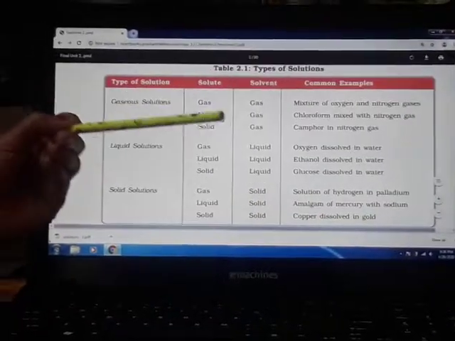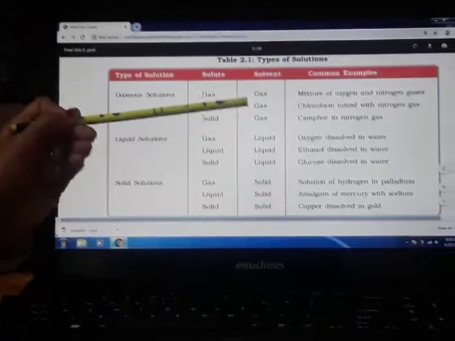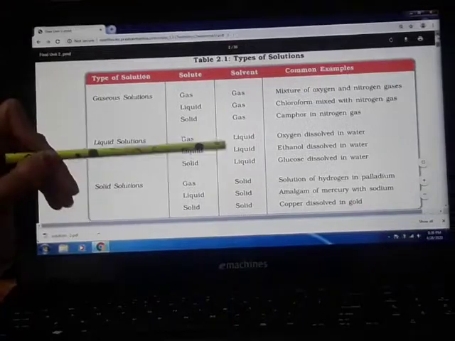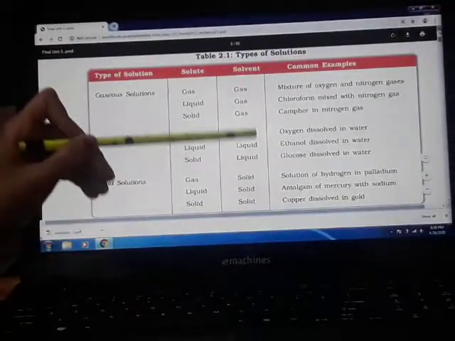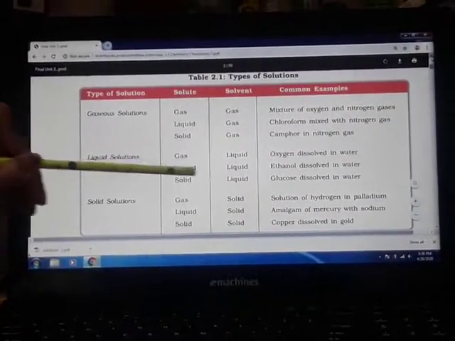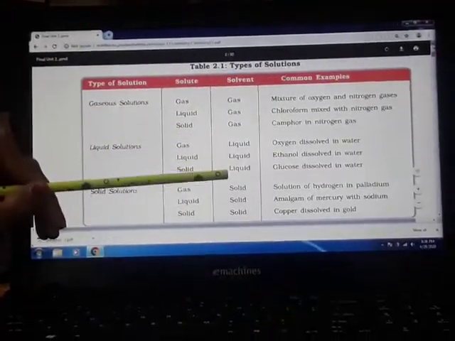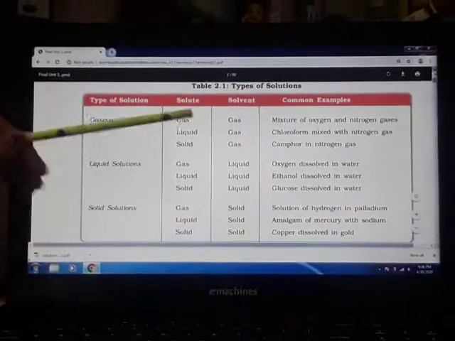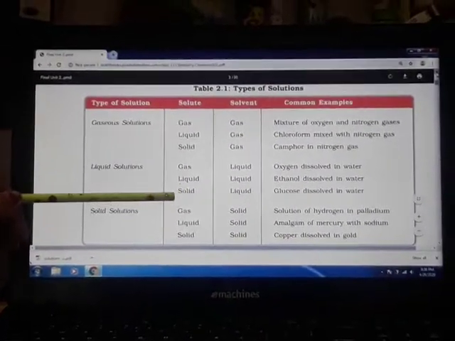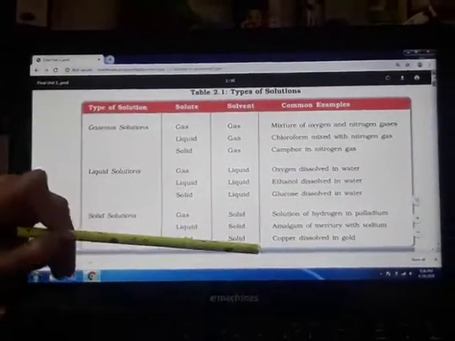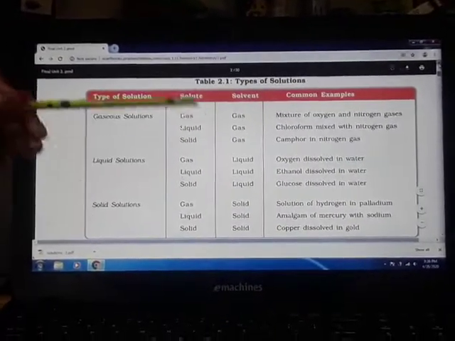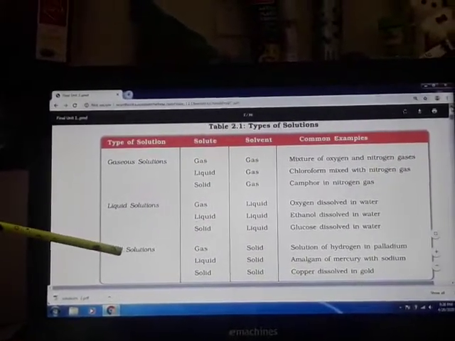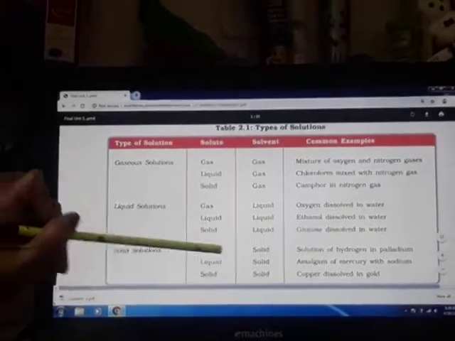Then liquid solutions. It may have gas dissolved in the solvent liquid, and the best example is the water we drink every day. It may have dissolved gases like oxygen, CO2, nitrogen, or other gases. It is always a liquid solution having gas dissolved in it. Then liquid dissolved in liquid, like ethanol dissolved in water, or any liquid dissolved in another liquid, but they must be completely soluble in each other. Then solid dissolved in liquid, glucose dissolved in water, or salt dissolved in water, and the resultant solution is always homogeneous throughout.